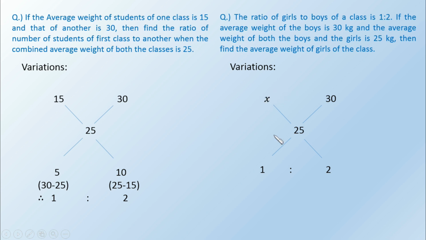And we know that the ratio is 1 is to 2. To solve this question, we'll write the alligation equation as follows: 30 minus 25 by 25 minus x is equal to 1 by 2. Solving this, we get x is equal to 15.